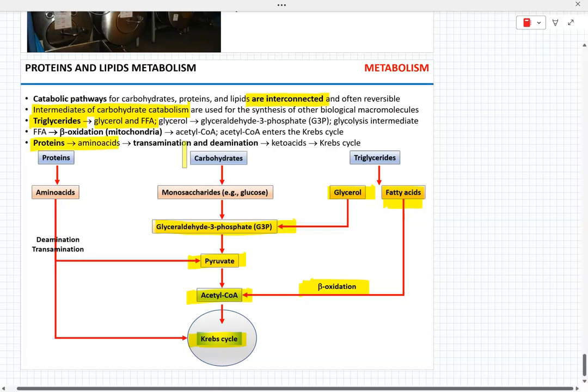Proteins will be catabolized to amino acids, and amino acids will enter two distinct processes, either transamination or deamination, resulting in keto acids. These keto acids, such as pyruvate, can be converted to acetyl-CoA, or some of them can enter the Krebs cycle and generate more energy through this catabolic pathway.